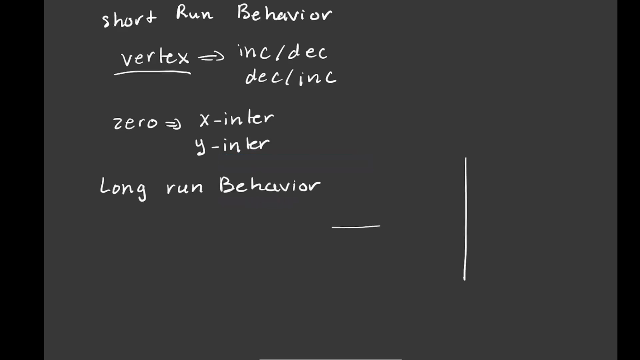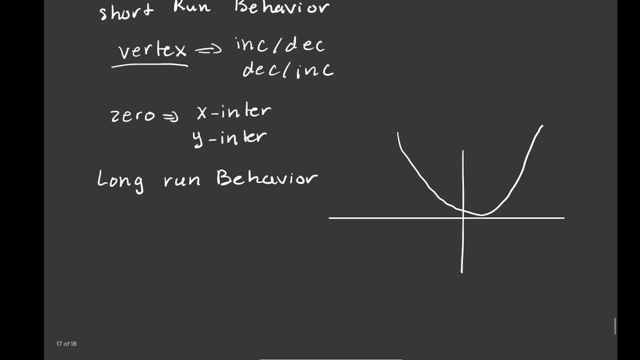For instance, if I have a parabola function, my short run behavior of the graph is the vertex right here, my x-intercept as well, where it crosses the x-axis, and my y-intercept, where it crosses the y-axis. And we also care about the long run behavior. As my x values go to negative infinity, what is happening to my function? And what happens as my x value goes to positive infinity?